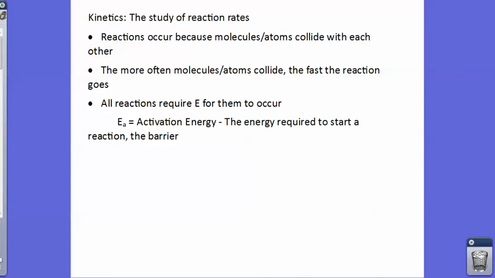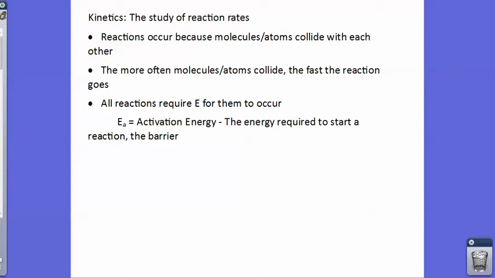This happens regardless of phase. If you have a solid or a liquid or a gas, they're still doing this. It's just they're doing it in different ratios usually. So the more often molecules and atoms collide, the faster the reaction goes. This makes sense to us. The more things you have in your substance, whether it's a solid, liquid, a gas, or aqueous solution, the more particles that are there, the more likely they are to react.